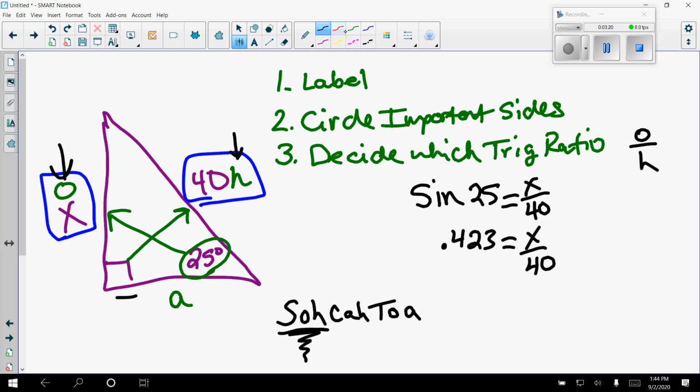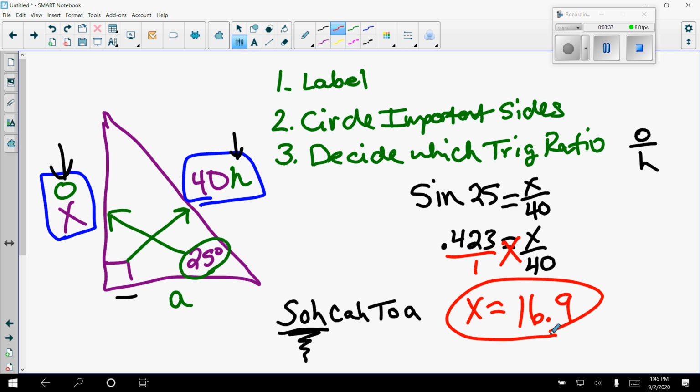Okay? So now I want to set up the ratio. I put this over 1 and I cross multiply. 1 times x is just x. 0.423 times 40 is 16.9. So my final answer can be rounded to 1 decimal place, rounded to the tenth.